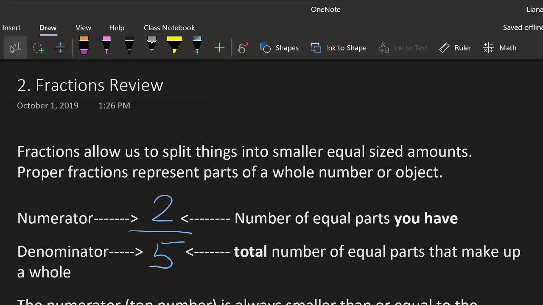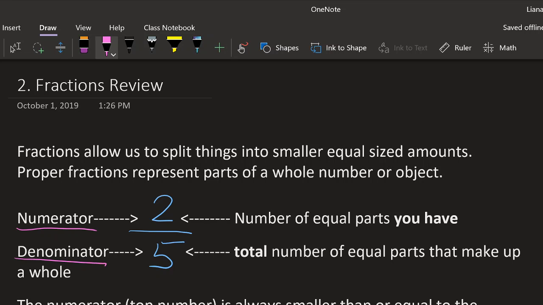So our top number when we're looking at a fraction is our numerator, okay? So in this example here, the 2 would be our numerator. And the numerator represents the number of equal parts that we have. The bottom number is what we call the denominator.